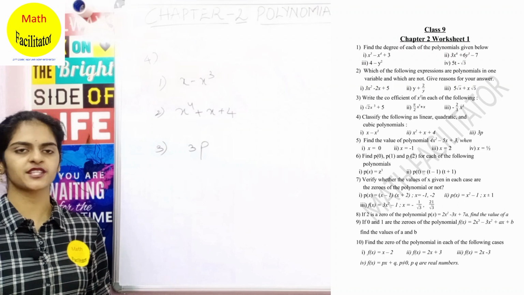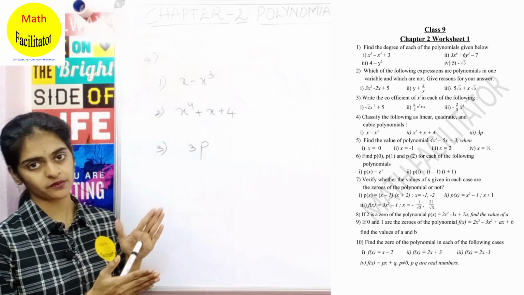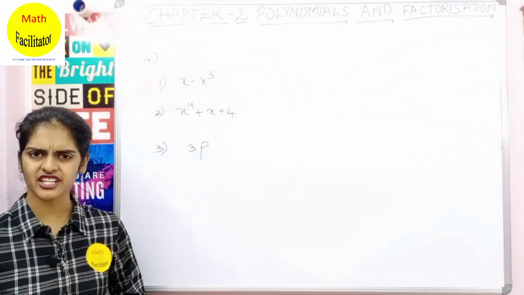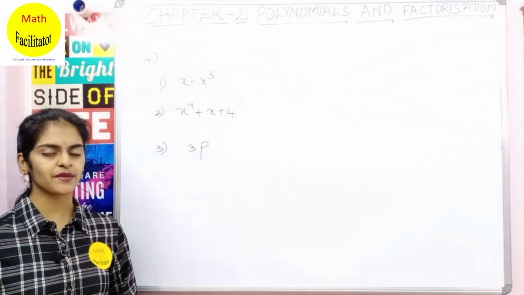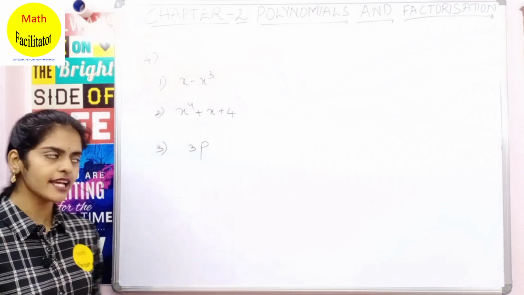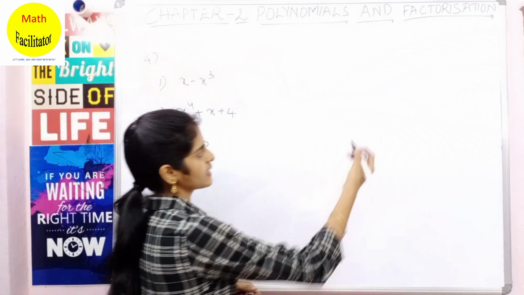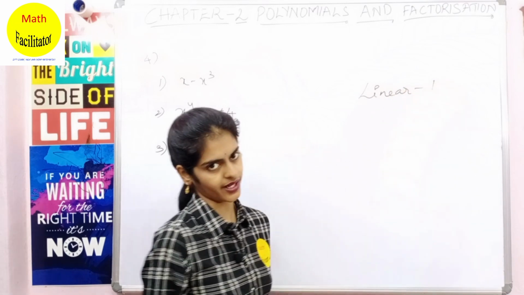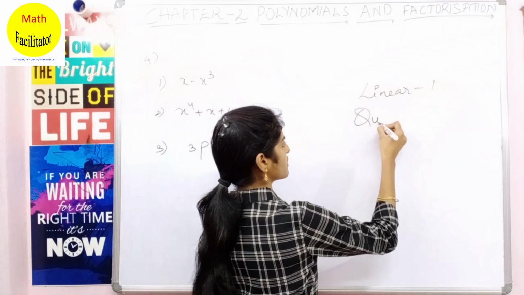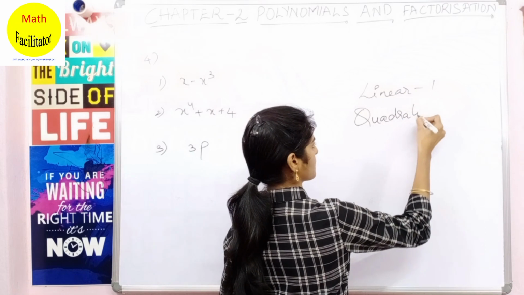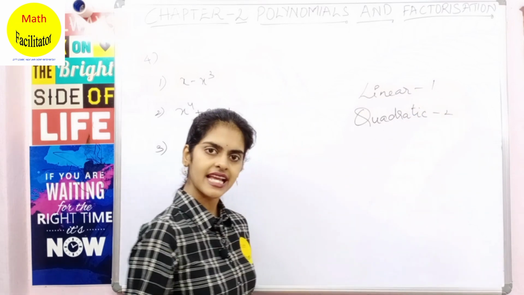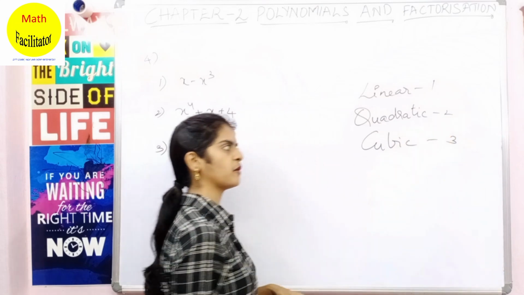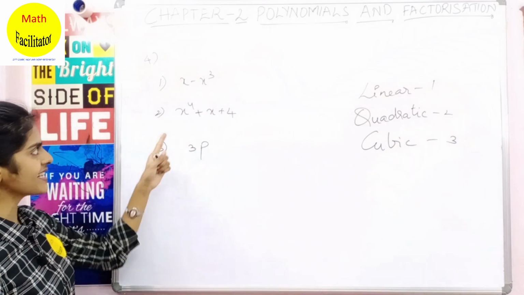Moving on to the next question, you have to classify these polynomials as linear, quadratic or cubic. So what is this classification? It is nothing but classification based on the degree of the polynomial. When do you say that a polynomial is a linear polynomial? When the degree of the polynomial is 1. And when the degree of the polynomial is 2, you say that the polynomial is a quadratic polynomial. Clear? And when the degree of the polynomial is 3, you say that it is a cubic polynomial. Clear? So using that, let us classify here.